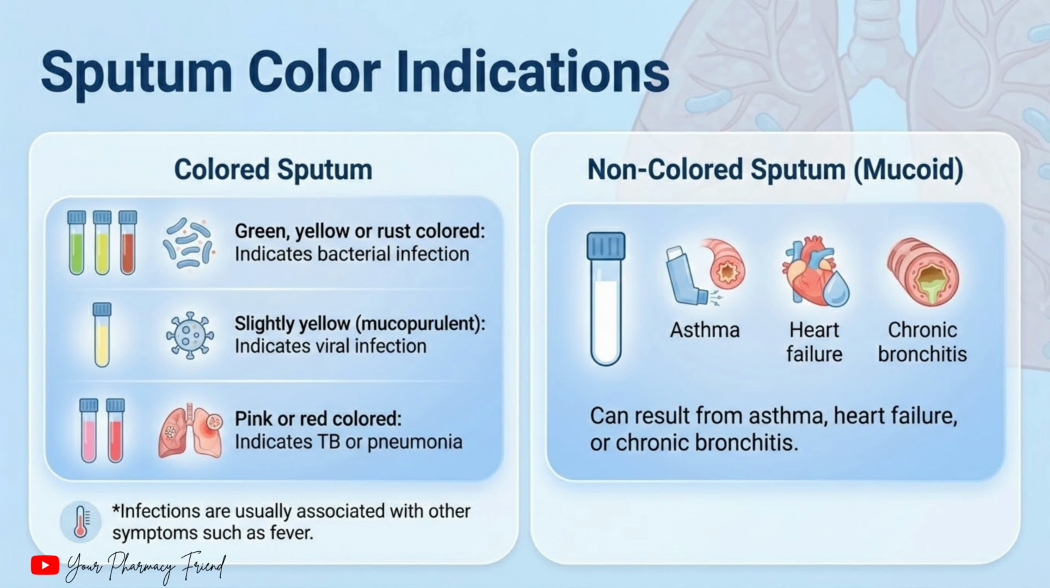Sputum color can indicate the cause of an infection. Green, yellow, or rust-colored sputum suggests a bacterial infection. Slightly yellow or mucopurulent sputum indicates a viral infection. Pink or red is a sign of TB or pneumonia. Non-colored sputum, mucoid, may be seen in asthma, heart failure, or chronic bronchitis. Infections are usually accompanied by systemic symptoms such as fever.